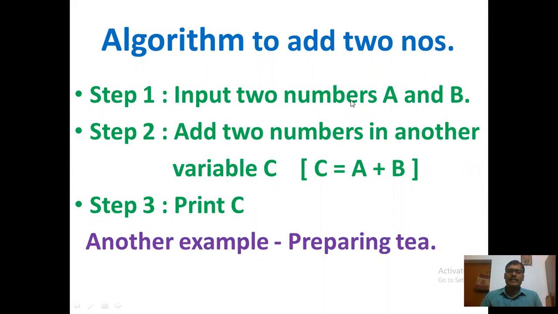Here is an example of an algorithm to add two numbers. It should be a step-by-step sequence, a series of steps. First step, input two numbers A and B. Second step, add the two numbers in another variable C. You can write C equals A plus B. And the third step is print C. In this way, the addition of two numbers algorithm is over.